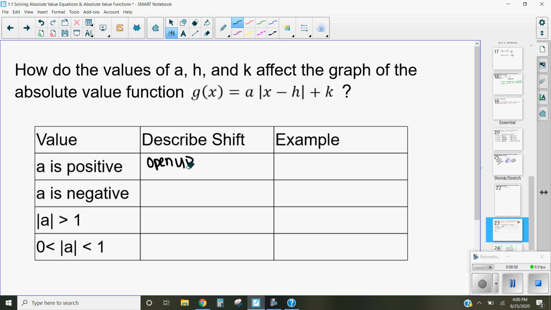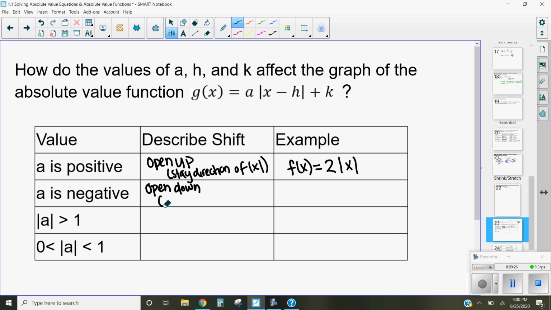And when it opens up, that means it's going to stay the direction of the absolute value of x, right? It's going to stay open that same way. So an example of when we might see this is like that one we saw on the previous page: f of x equals 2 times the absolute value of x. That's a great example. When a is negative, on the other hand, as we saw, it's going to open down.